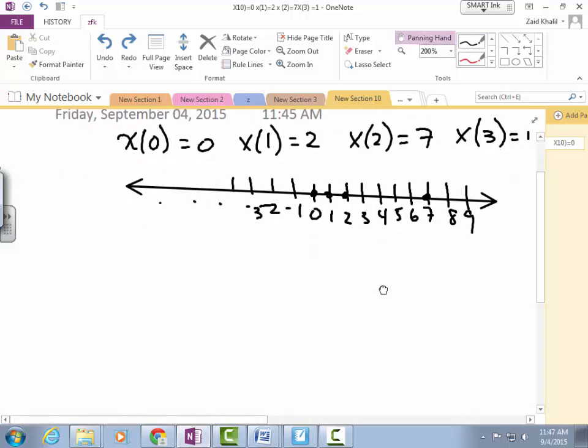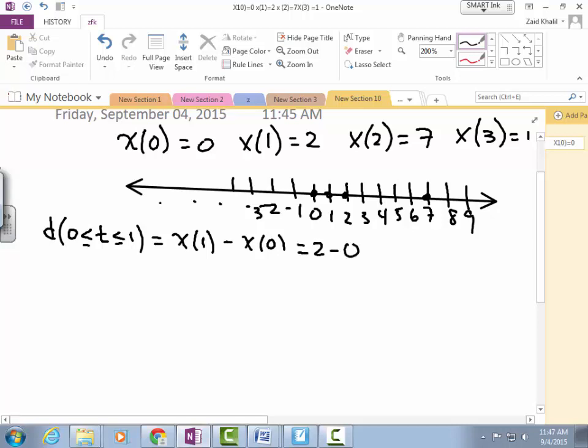Pan this up. Okay. So now, I want to find the displacement from time equals 0 to 1. So displacement from t going from 0 to 1. And what is that equal to? It's equal to x of 1 minus x of 0, and that's equal to 2.